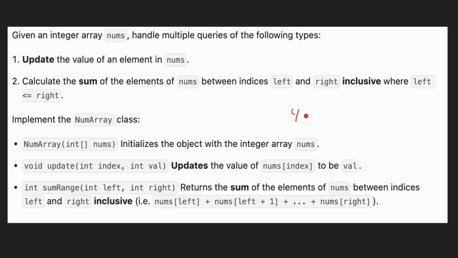Today we have a problem where we are given an array. Let's say the array is 4, 7, 8, and 10. We need to implement two functions, two methods. One is update and another one is sumRange.